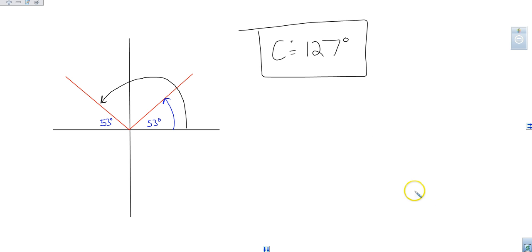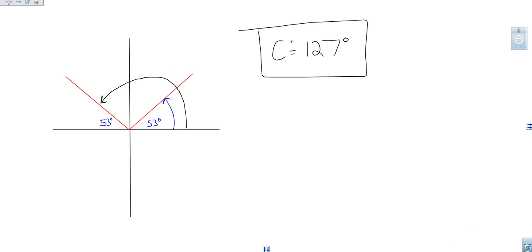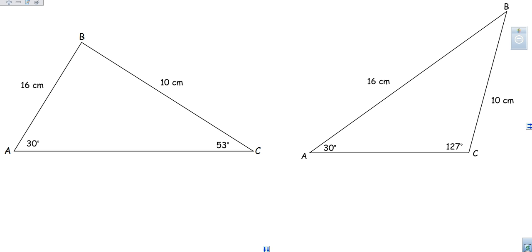So this actually gives us, for the measurements that were given of 30 degrees and 10 centimeters, so that pair right there, and also 16 centimeters, it's actually possible to draw another triangle using those same measurements. So I have that over here. So this is the original triangle that I had, and we just found that angle C was 53 degrees. But it's also possible, if the triangle was drawn in this way, angle C could be 127 degrees.